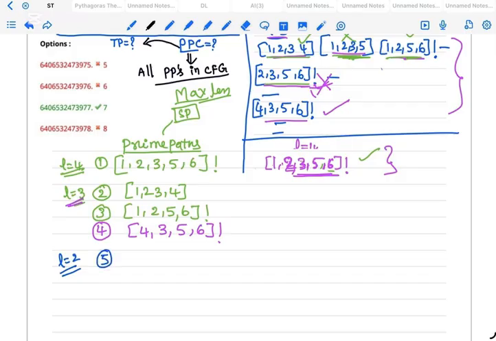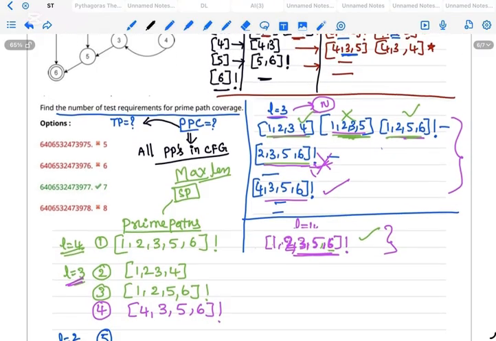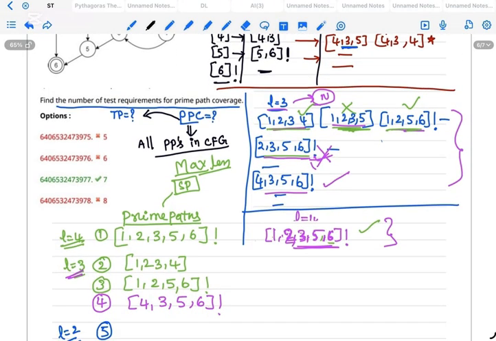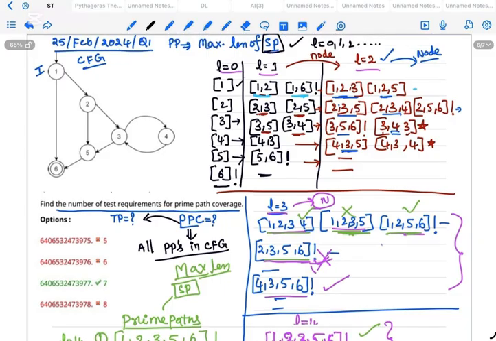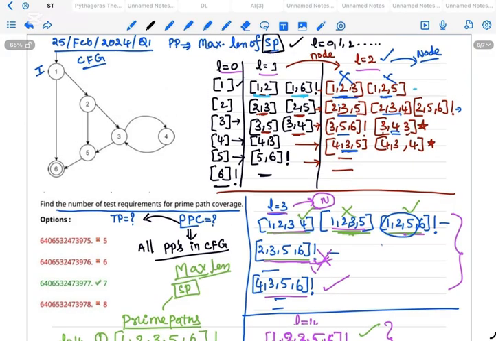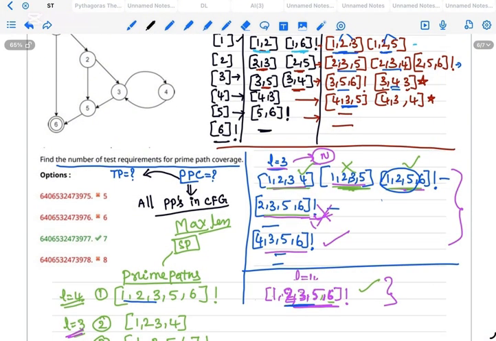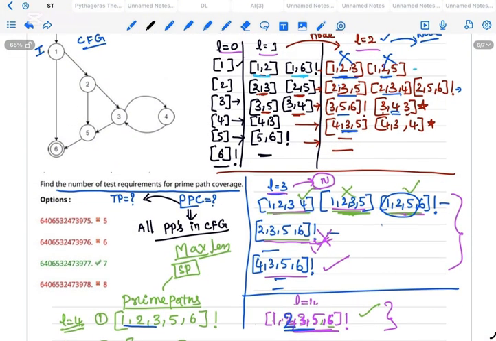Next one, first one is 1 2 3. Is it covered anywhere? 1 2 3 is here, right? So it's not a prime path. 1 2 5 is here, right? It's not a prime path. Next 2 3 5, so 2 3 5 is here, right? It's not a prime path. 2 3 4.